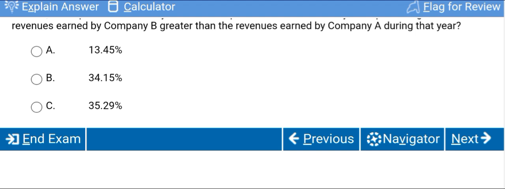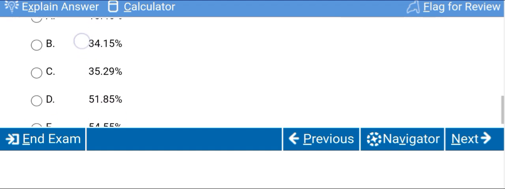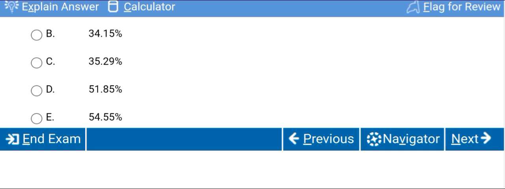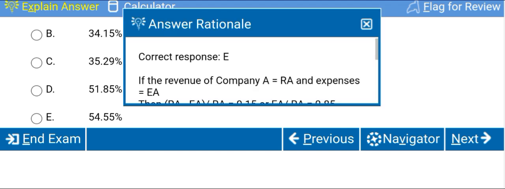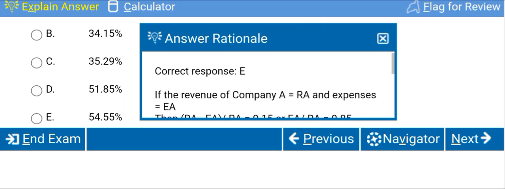13.45%. Option B, 34.15%. Option C, 35.29%. Option D, 51.85%. Option E, 54.55%. So here we have the correct response is option E.